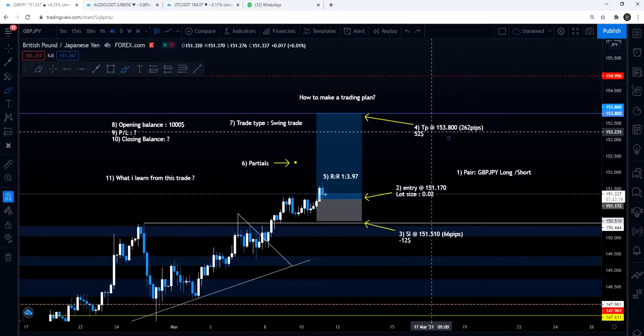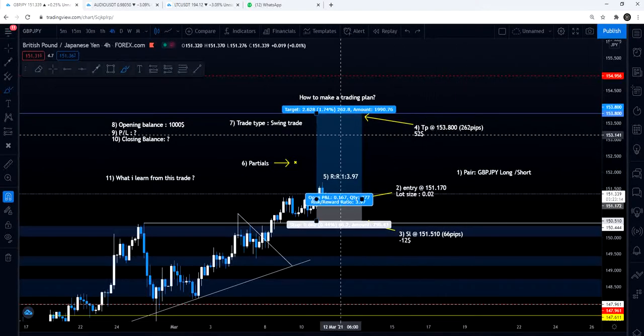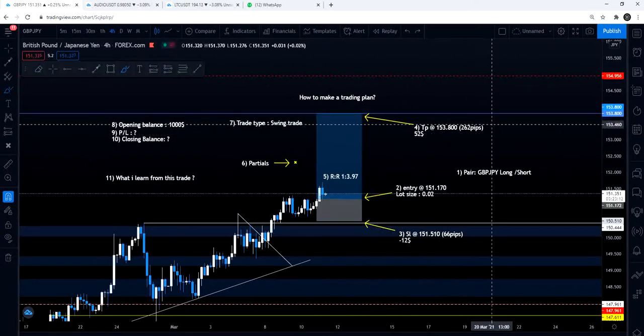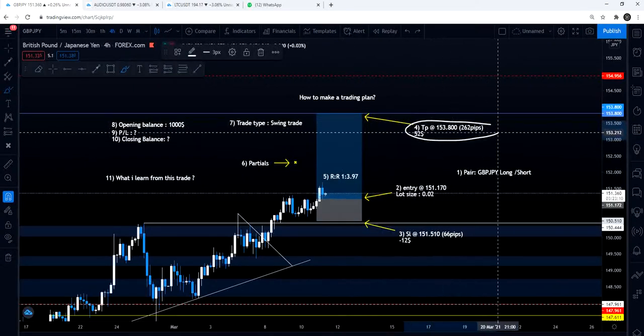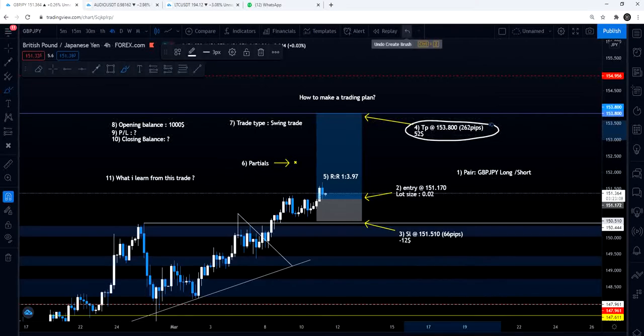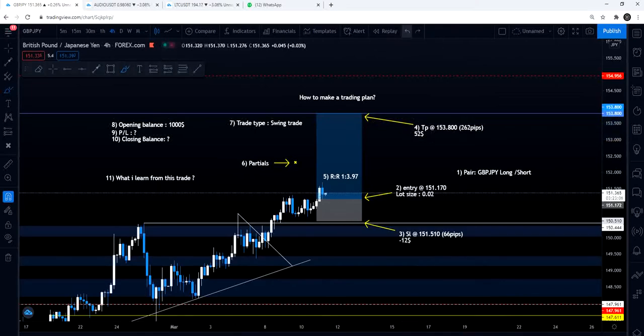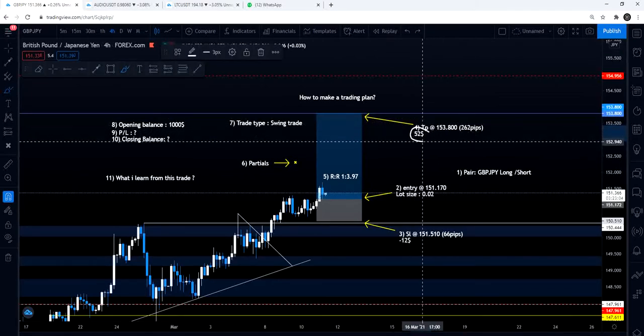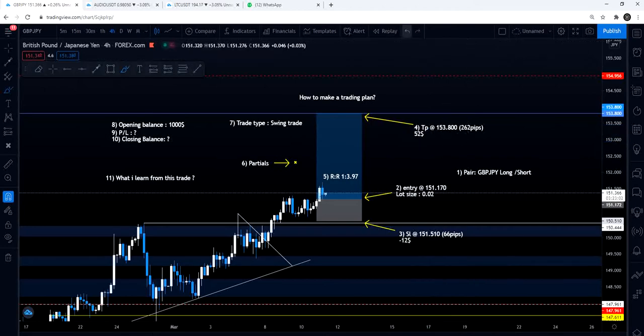After that, the fourth point will be take profit, where you are planning to take your profit or close your trade. So around 262 pips from my entry point, I am going to book take profit, that is $52.